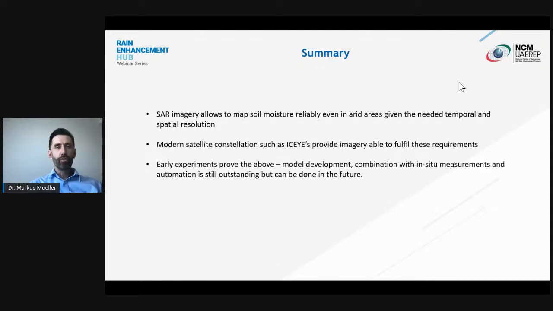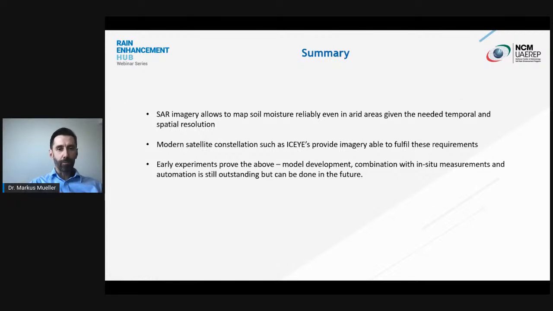With the new SAR satellite constellations, we even have the chance to really get the images in at the right spatial resolution, but especially at the right temporal resolution, because you really need these images like a day, or even better, a few hours after the rainfall event. So ISAI, for example, provides imagery that can well be used for that.